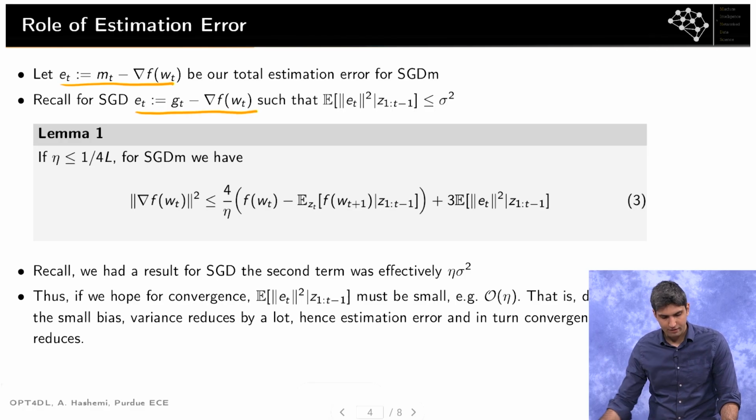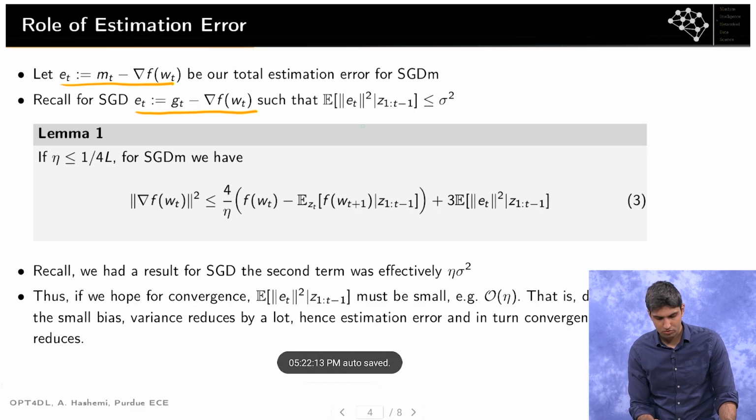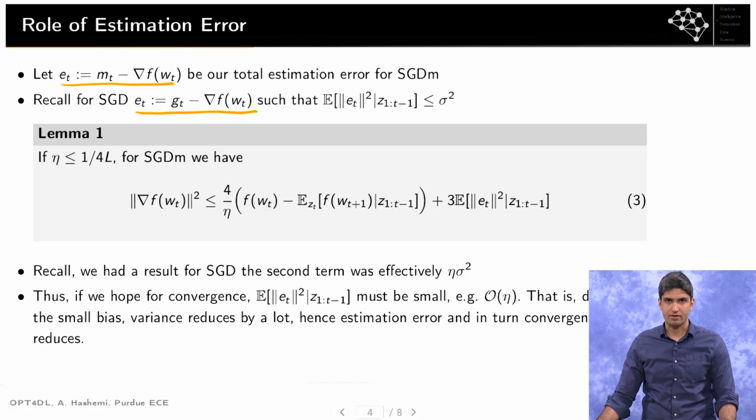Let's recall that if we were to define this estimation error for SGD, we had an unbiased estimator. So the total estimation error in that case would come only from the variance of our estimator, and that would be sigma square. In particular, the norm of this total estimation error would be sigma square for SGD. Now we're going to see what is the norm of this estimation error for our SGD with momentum algorithm, and also what's the role of that in convergence.